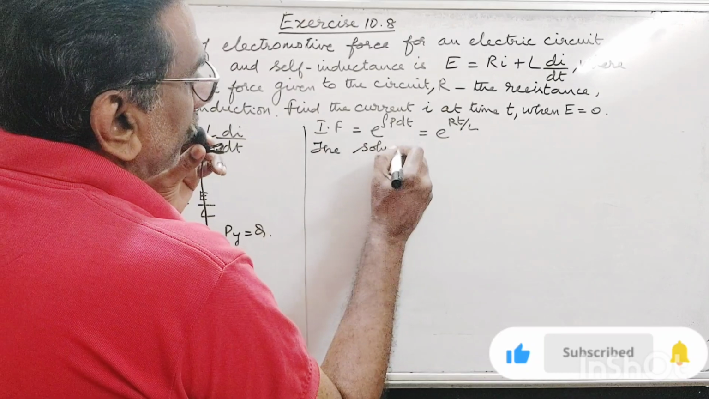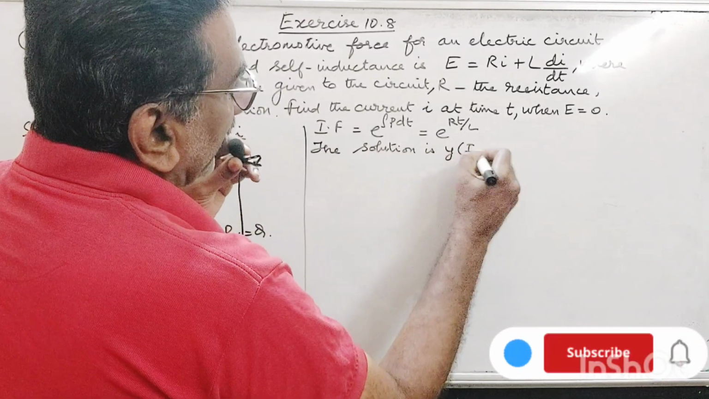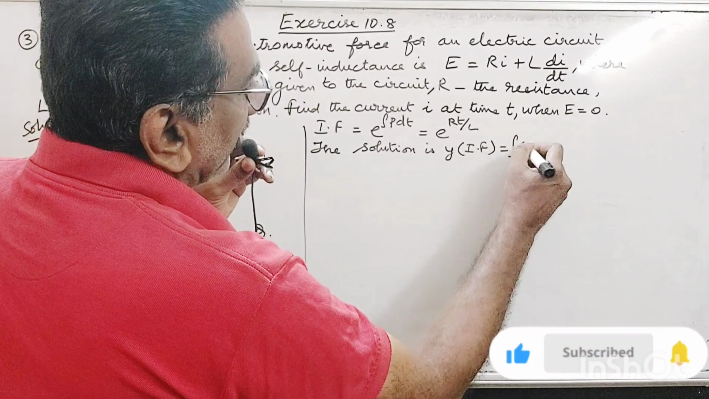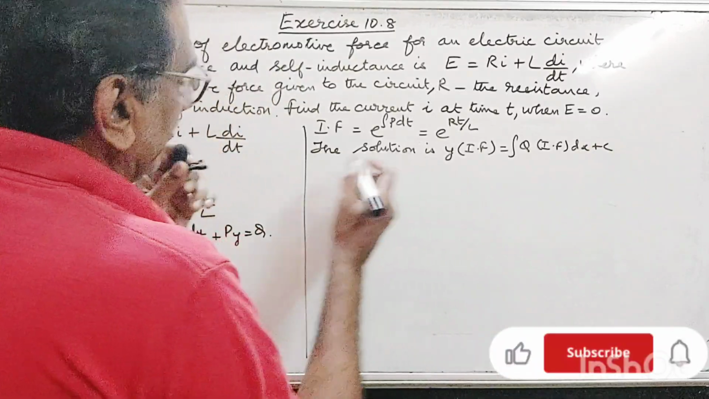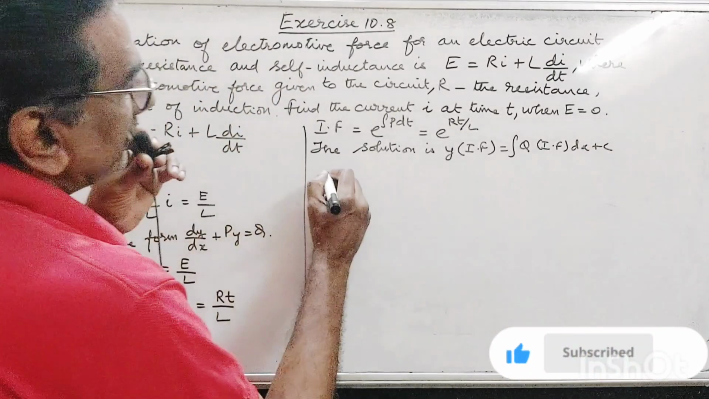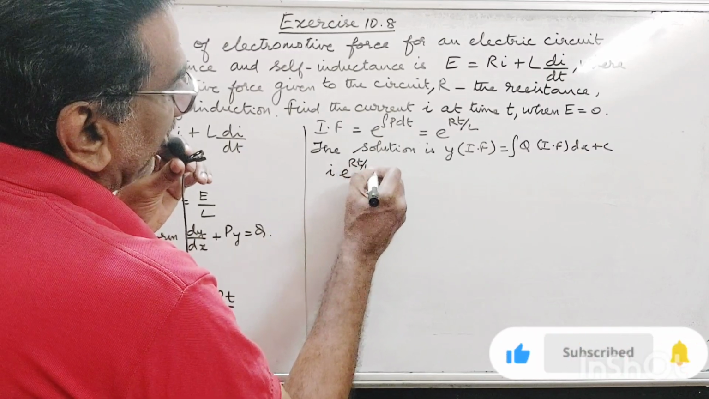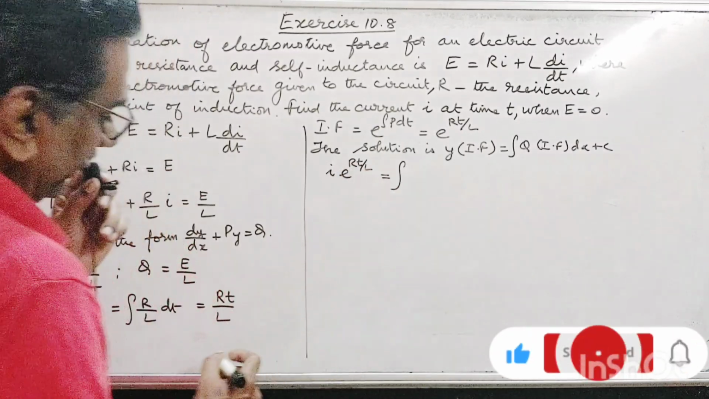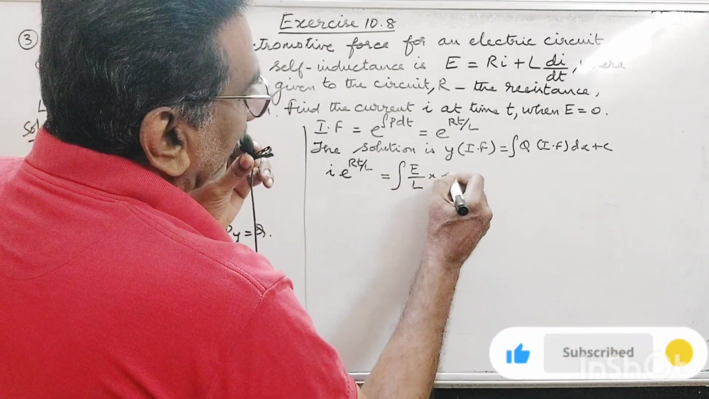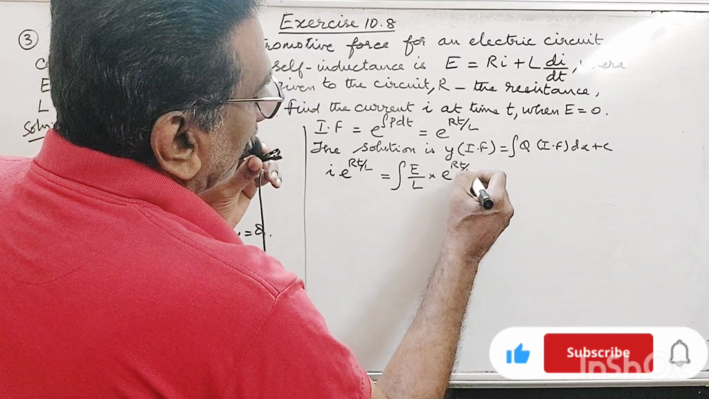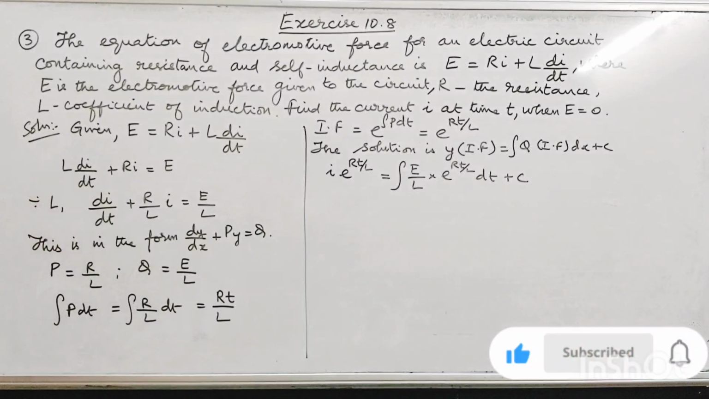The solution is, what is the solution? Solution is y into integrating factor, which is equal to integral Q into integrating factor into dx plus c. Here y is what? y is i. So this is i into, what is the integrating factor? e power Rt by L, which is equal to integral Q. Q is E divided by L. Integrating factor is e power Rt divided by L into dt plus c. Instead of x we are having t here.